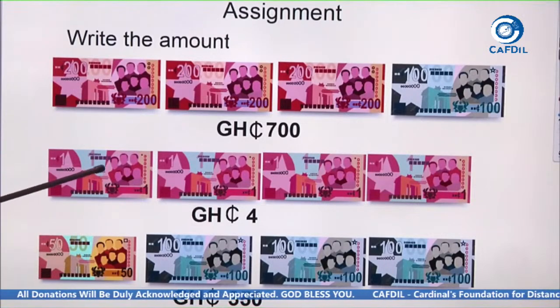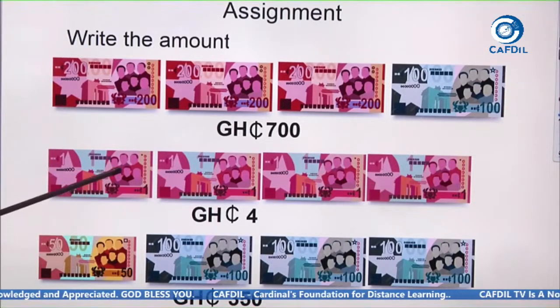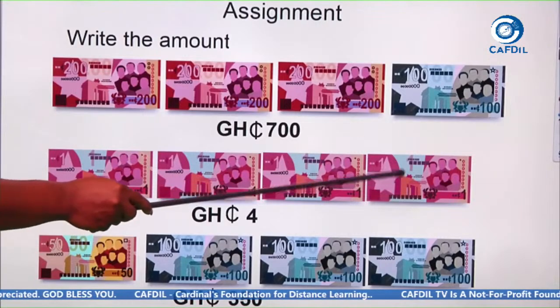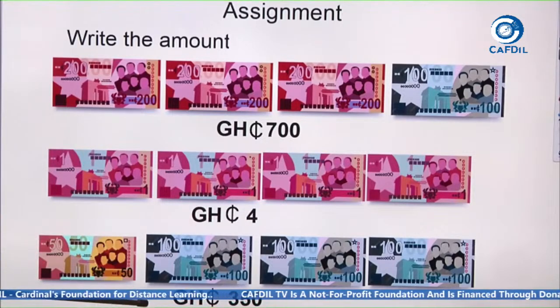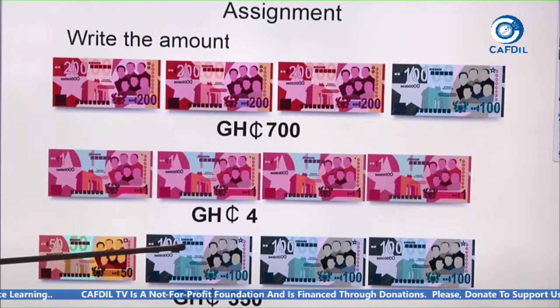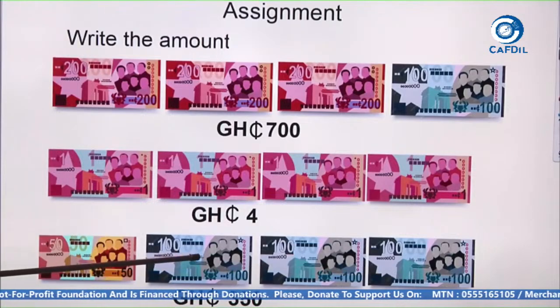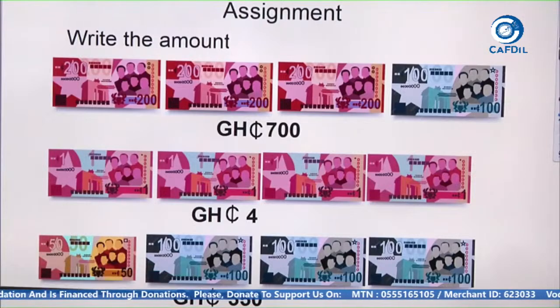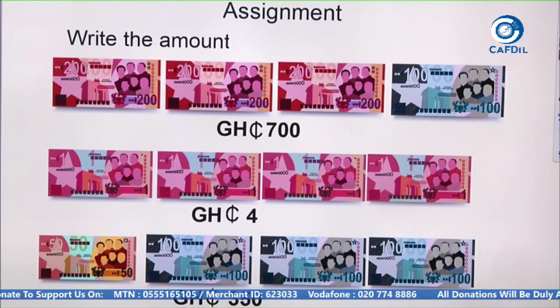And the next one, we have our 1 cedi notes here. So 1, 2, 3, 4. When you add everything, you should get 4 Ghana cedis. And the last one, this is 50 cedis, 100, 100, 100. So 3 of the hundreds will give us 300 plus 50, and that is 350 Ghana cedis. I believe you had everything correct. That's good. Now, today's lesson.